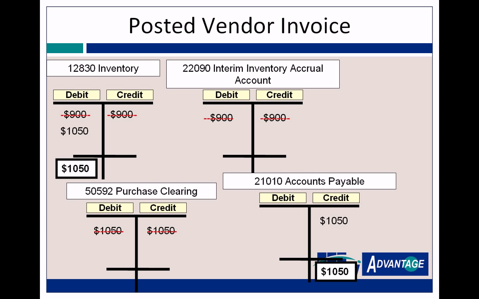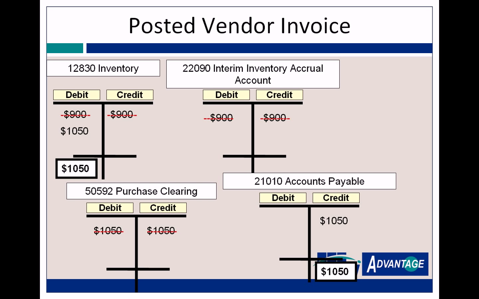You may wonder why we're hitting the purchase clearing account at all. Based on setups within Advantage, we use this purchase clearing account sometimes as a reconciling account. When we do post in our scenario here, as you can tell, the system clears out the purchase clearing account itself, and it happens instantly. But the reason why we do have to hit that purchase clearing account at all is based on other setups in the system.